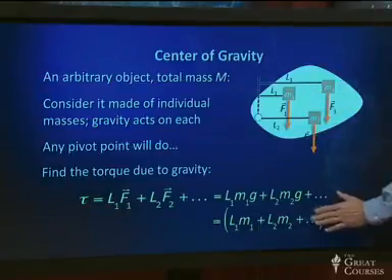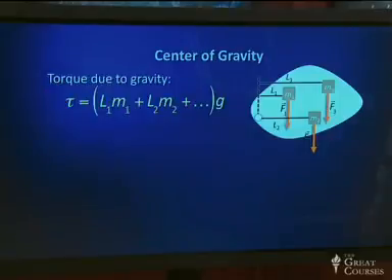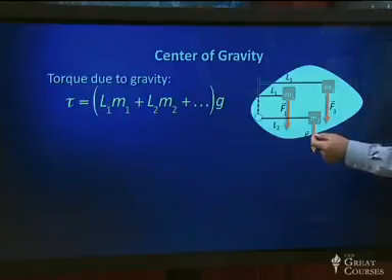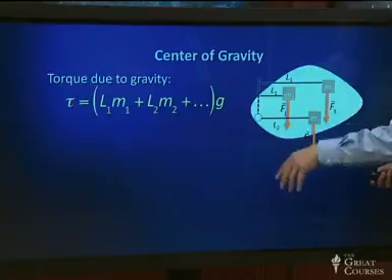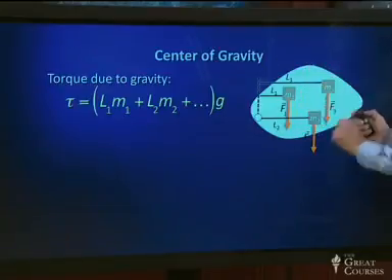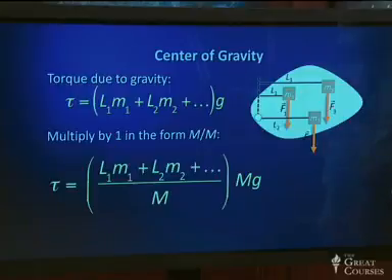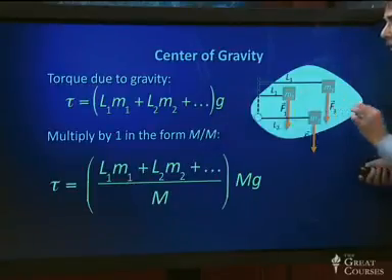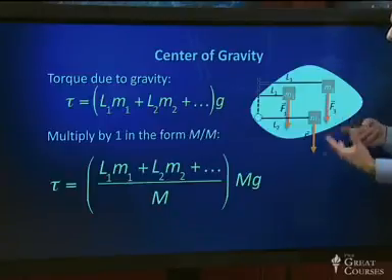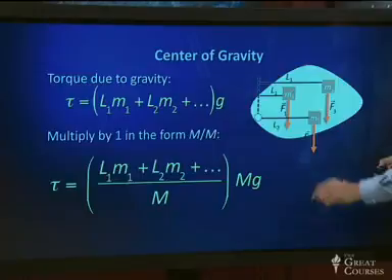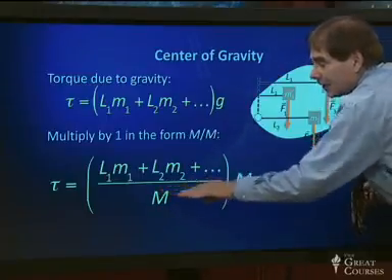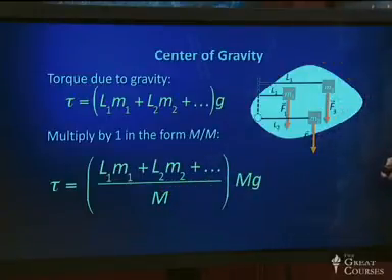So we can continue this calculation having factored out G. So there's our result so far. The torque due to gravity is L1 M1 plus L2 M2 plus L3 M3 and so on, all multiplied by G. Now let's multiply this whole expression by 1 in the form of m over m, where m is the mass of the entire object. I'm going to keep one of the m's out here, and I'm going to put the other m in the denominator underneath there.